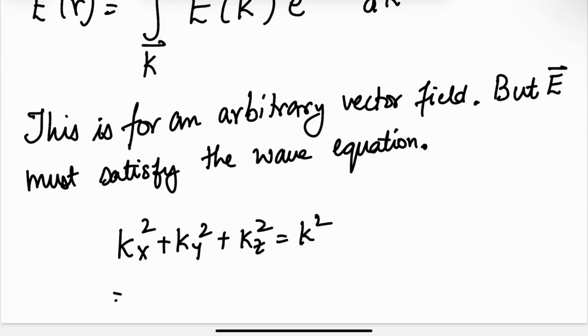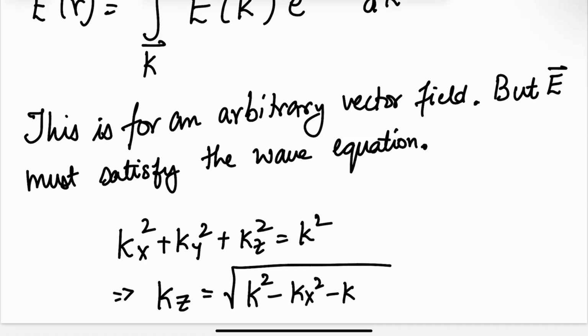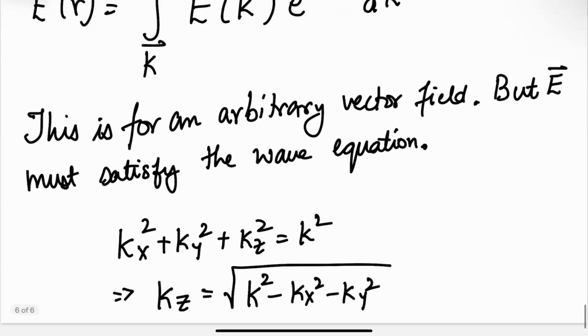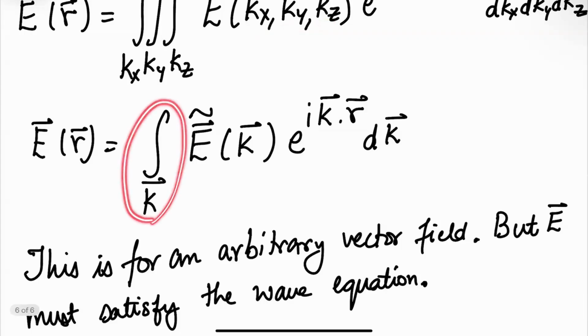In other words, now I can say kz, and you can choose any of them, kz is just an example, can be written as k squared minus kx squared minus ky squared. That's a big constraint, which means that kz is not an independent variable anymore. In a typical 3D Fourier transform, kx, ky, kz are independent quantities. But in our case, because we have this wave equation, kz is not independent. It is in fact dependent on kx and ky, which means this integral is not a three-dimensional integral, it's actually a two-dimensional integral. You don't have an independent variable here.